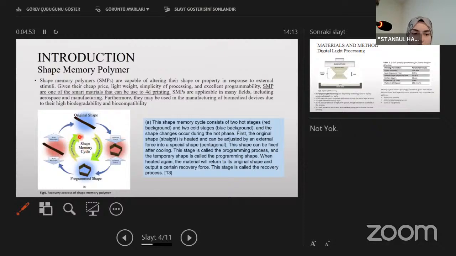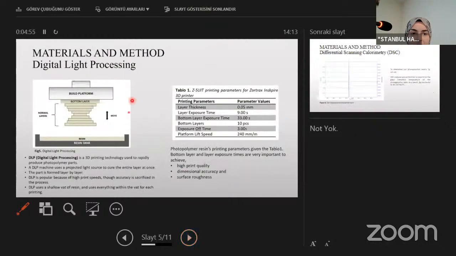This stage is called the recovery process. And then we also use this in our research on digital light processing, a 3D printing technology used to rapidly produce photopolymer parts. A DLP machine uses a projected light source to cure an entire layer at once. The part is formed layer by layer, as you can see in figure 5.